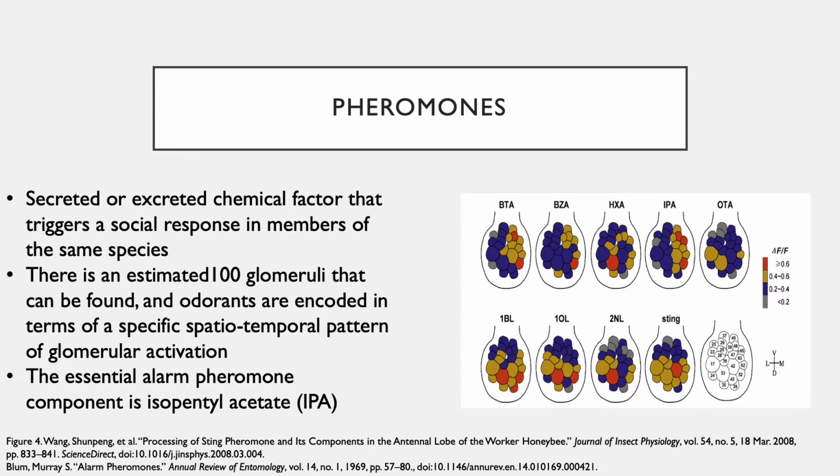In the picture attached, a study done by Wang, Sato, Gurifa, and Zhang shows how 8 sting pheromone components evoke specific activity patterns within the antennal lobe of workers who didn't perform the stinging. Gray indicates intensities lower than 0.2%, red indicates intensities greater than 0.6%, while blue and orange indicate intermediate intensities.